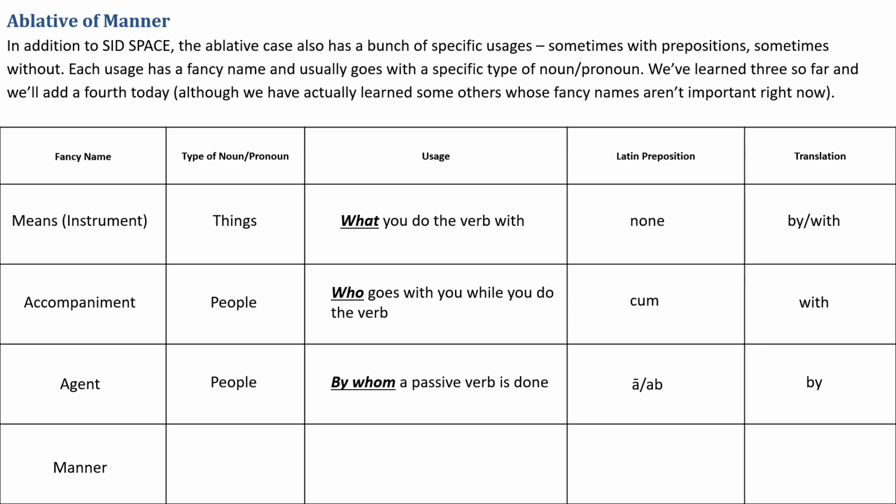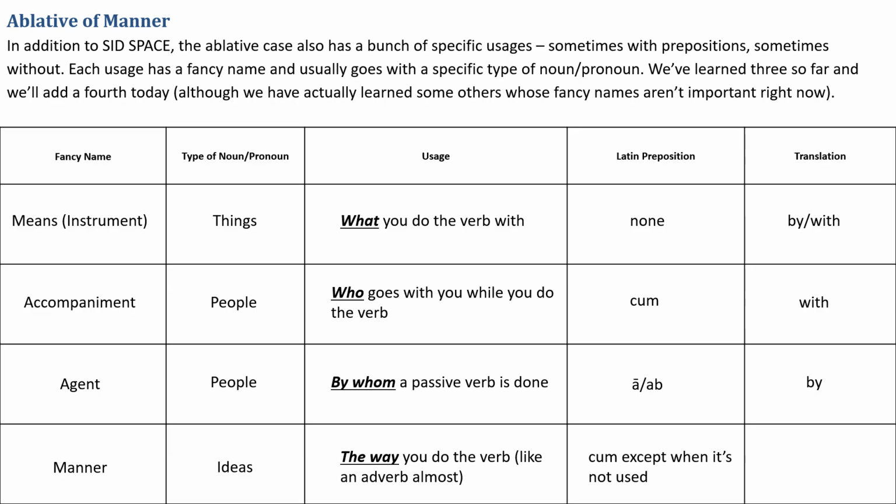Now the ablative of manner, new today. It's used with ideas, so intangible nouns. It tells you the way you do the verb. It's almost like an adverb. It's how you do the verb, not what, but how you accomplish it. In Latin, it uses the preposition cum, except when it doesn't.